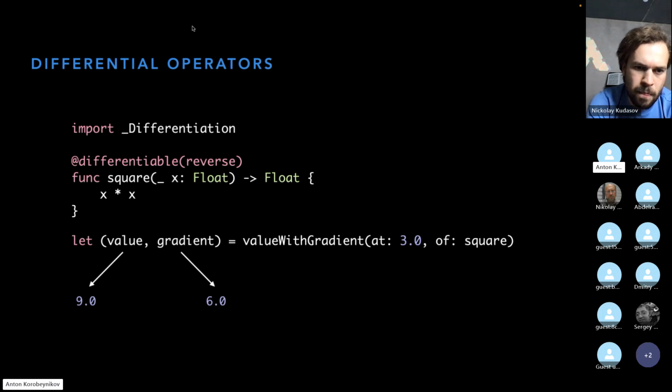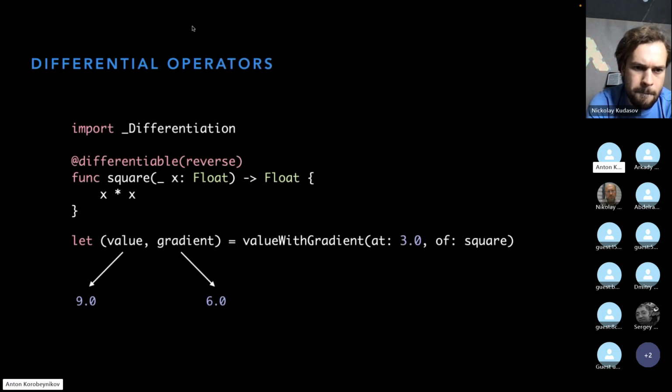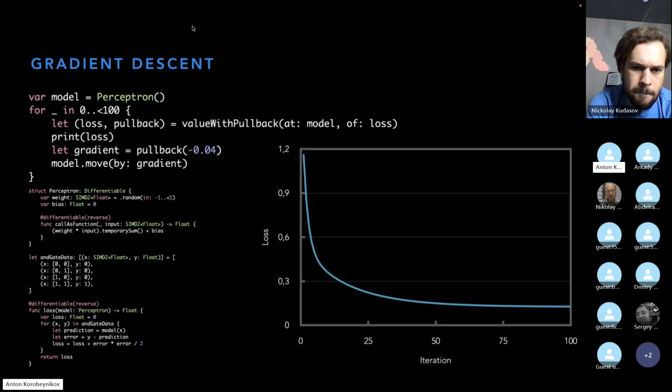Here is an example of how we can use the differential operator. If you have the function that we're going to differentiate, then we just call valueWithGradient and get the tuple out. Here is a simple example of how we can use that. And here is even more: a simple example implementation of gradient descent in differentiable Swift. We just call valueWithPullback and go in the direction of the exponential map, and we are done. Pretty trivial, but it works.